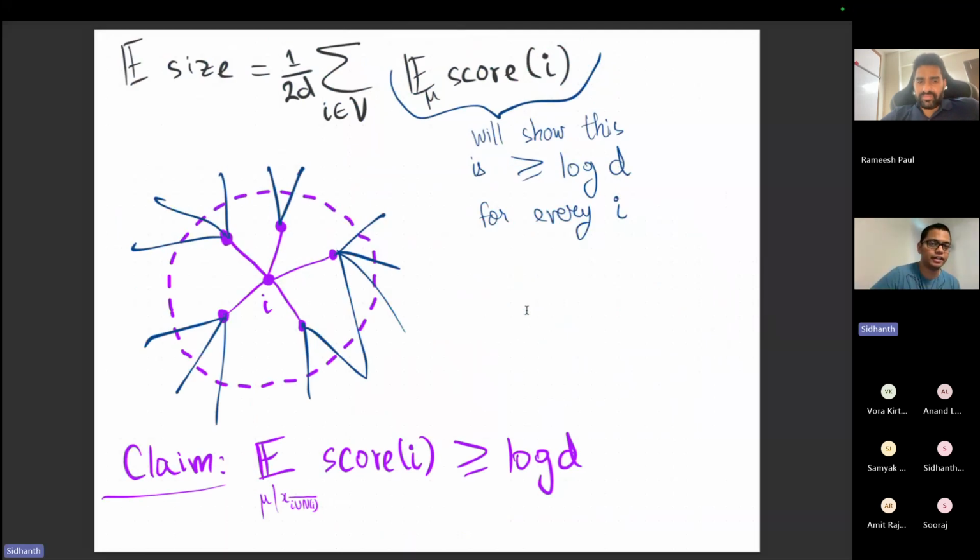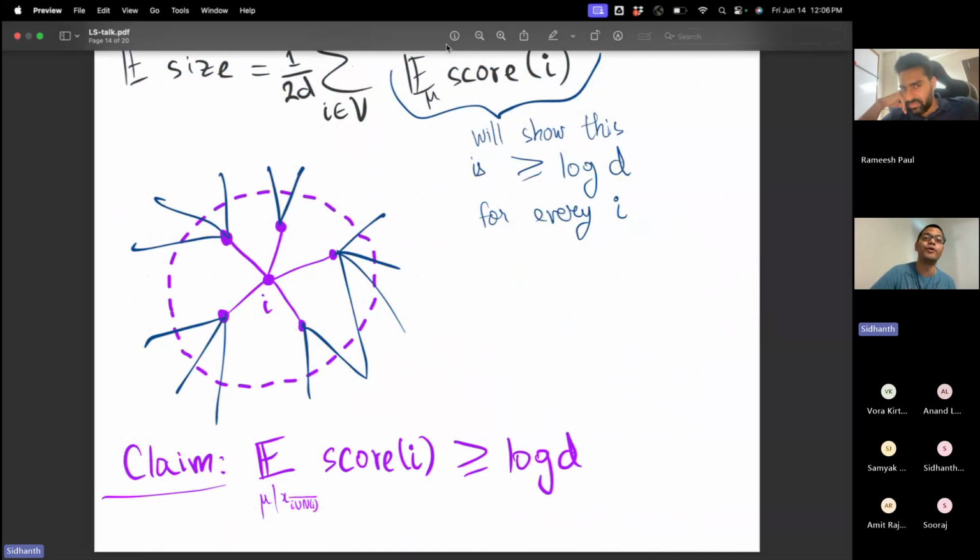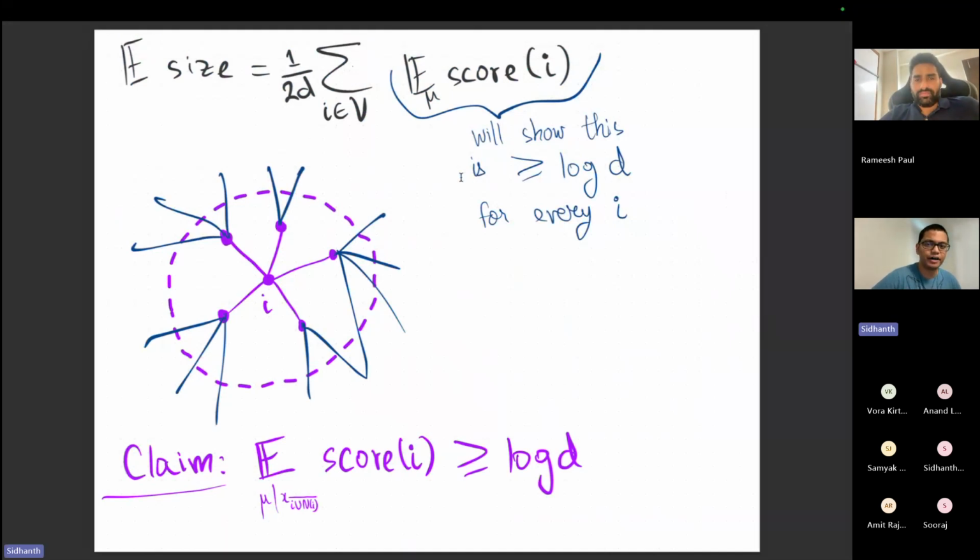Okay, so now the expected size of a random independent set is 1 over 2d times the sum over all vertices of the expected score of each vertex. Now what we're going to show is that the expected score of any single vertex for a uniformly random independent set is larger than log d. If we show that the expected score is larger than log d, then observe that we would be adding log d n times. So we get n times log d over 2d, which was the size of the independent set that we actually wanted to find.